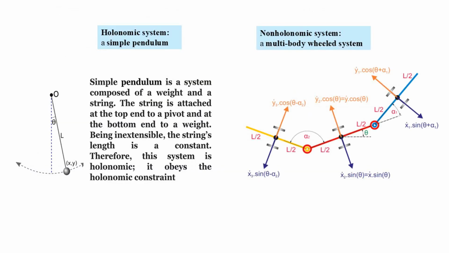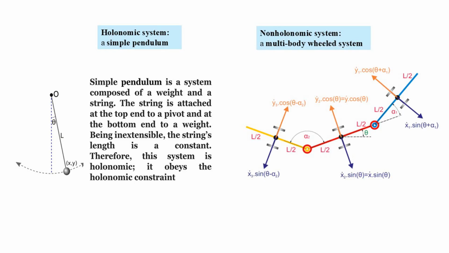An example of a holonomic constraint. The diagram illustrates a simple pendulum system, consisting of a weight suspended from a fixed pivot point labeled O, by an inextensible string of length l. The pendulum swings in a vertical plane, forming an angle theta with the vertical axis. The position of the weight is defined by coordinates x and y, which vary as the pendulum oscillates.